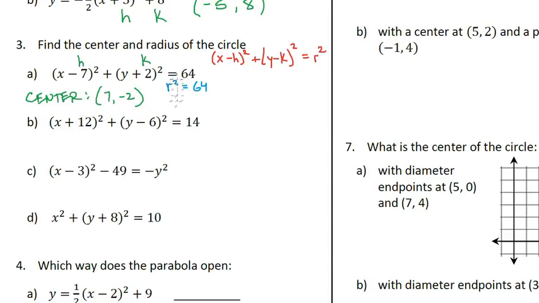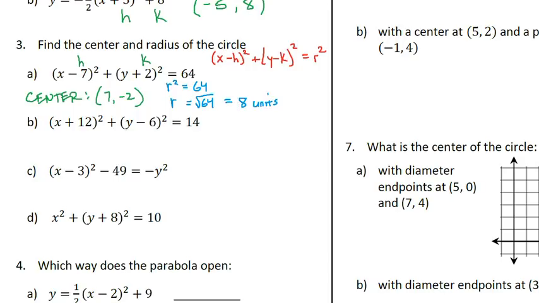So when we square root r squared, we get r. When we square root this side, we can then put that in our calculator and figure it out. So if r squared equals 64, then r is equal to the square root of 64. In this case, if you put that in your calculator, you will get exactly 8. And we're going to put a unit on the end, or 8 units. There is our radius. So the center is (7, -2), and the radius here is 8 units.